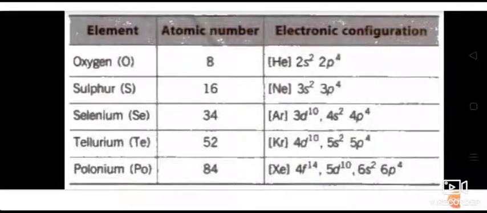So metallic character increases as we go down the group. Here are some examples of P block elements: oxygen, sulfur, selenium, tellurium, polonium. If you see, all those elements have their last electrons present in the P orbital.